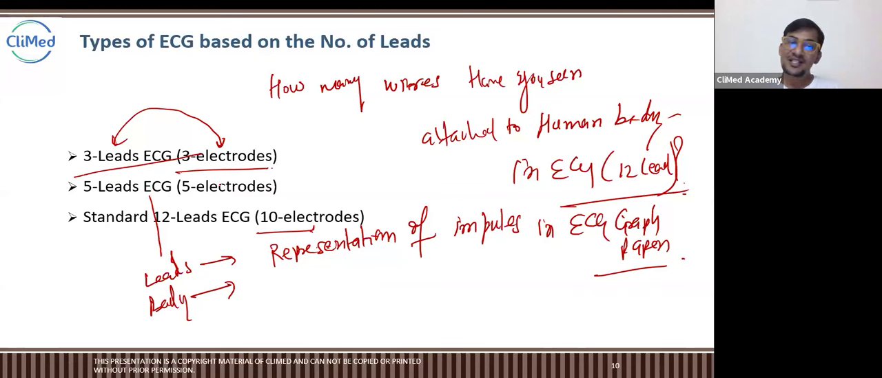But in the 3 lead ECG, 3 electrodes will be attached. In the 5 lead ECG, 5 electrodes will be attached to the body. But in the 12 lead ECG, the standard ECG, only 10 electrodes will be attached to the body. Only 10 electrodes. Okay, so let's go to the next slide.